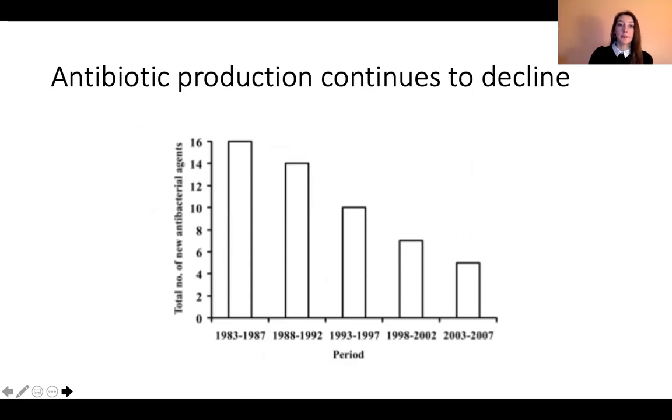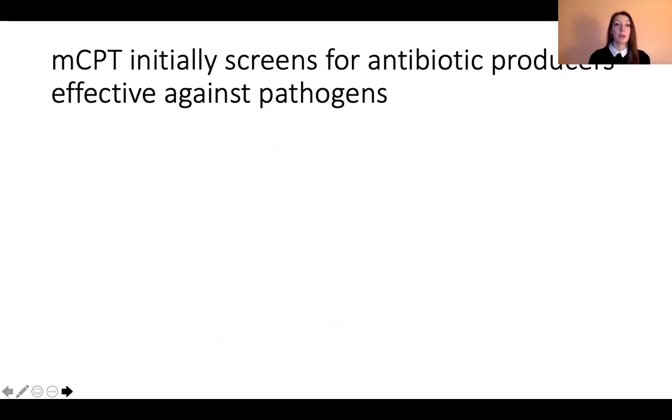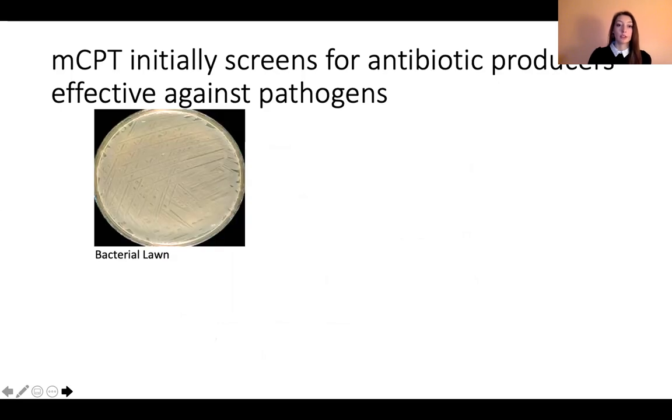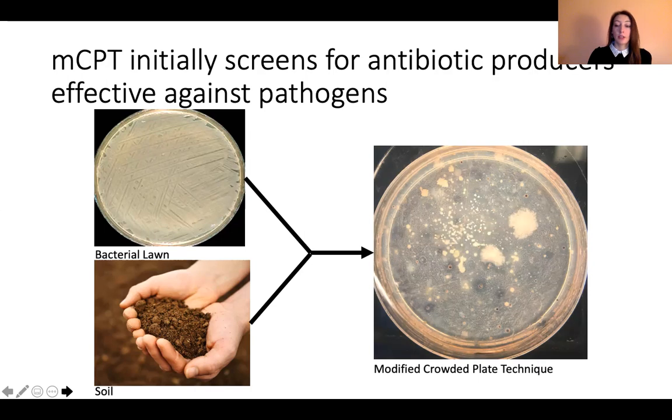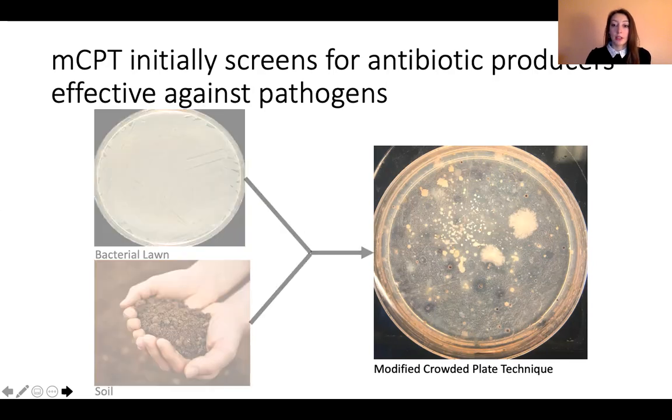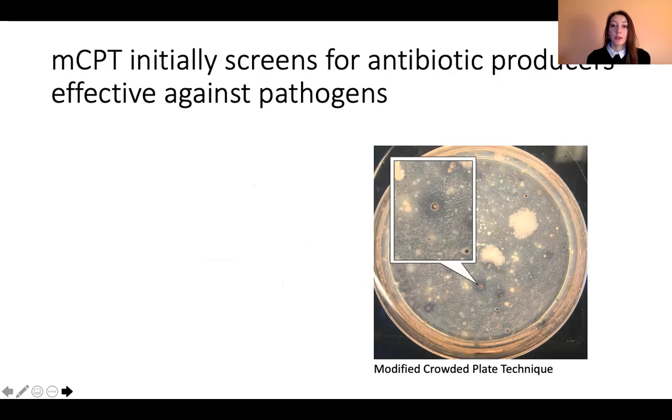Opportunely, Eastern Michigan, in the Price Lab, came up with the modified crowded plate technique. What they're doing here is taking some sort of pathogen and smearing it all over the plate. They have soil microbes, since most of our antibiotics come from soil microbes, and we're going to keep going after that. We combine those together, we get lots of competition, and that's how we get halos, which are indicative of antibiotic production. What we see right here, we have this little brown guy in the middle, and around him is a clearing, and that's indicating an antibiotic producer.